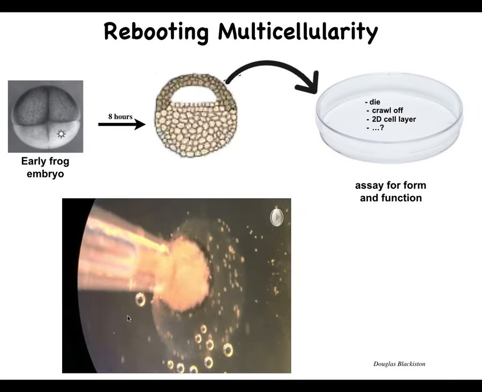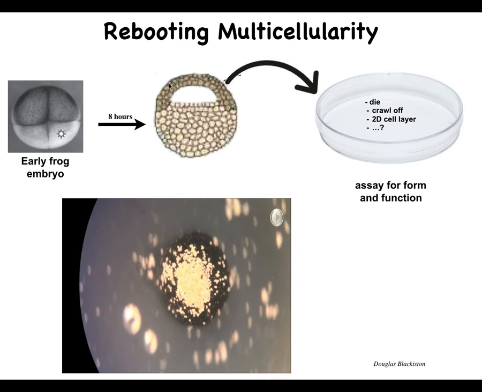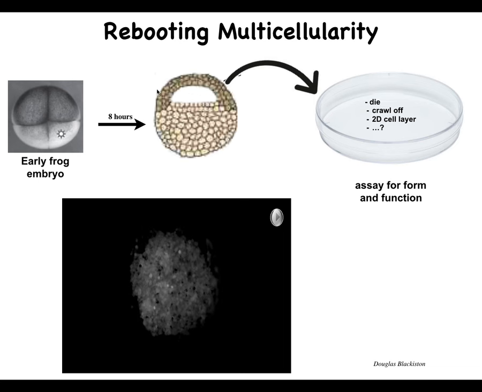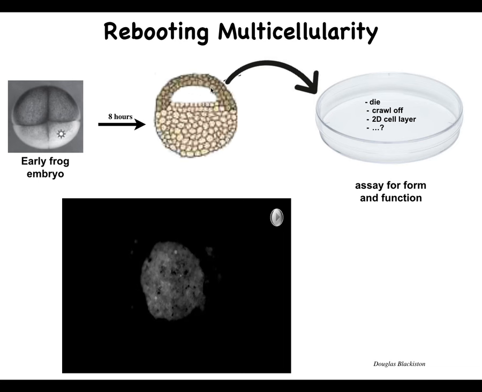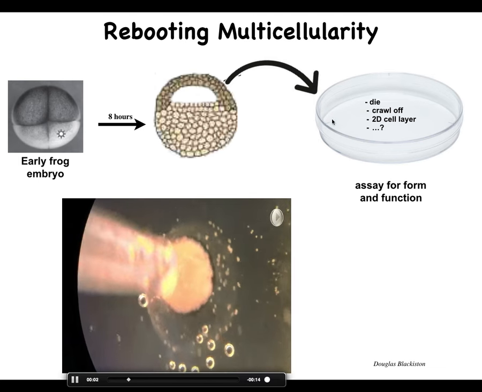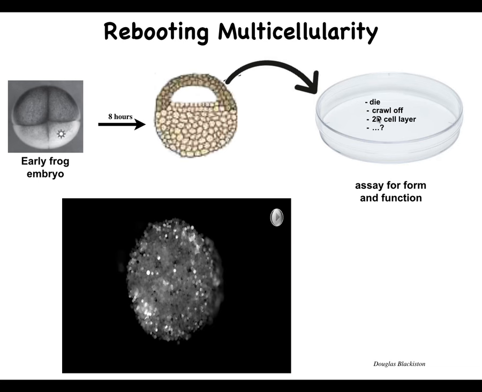And so what we did here was, here's an early frog embryo. Here is the cross section. These animal cap cells normally make ectoderm, so think of it as the prospective skin layer. So we take these cells, we dissociate them, and we put them in a petri dish. Now, what could they do? Well, once you do this, they could do many things. They could die, they could crawl off and get away from each other, they could make a two-dimensional monolayer like cell culture.